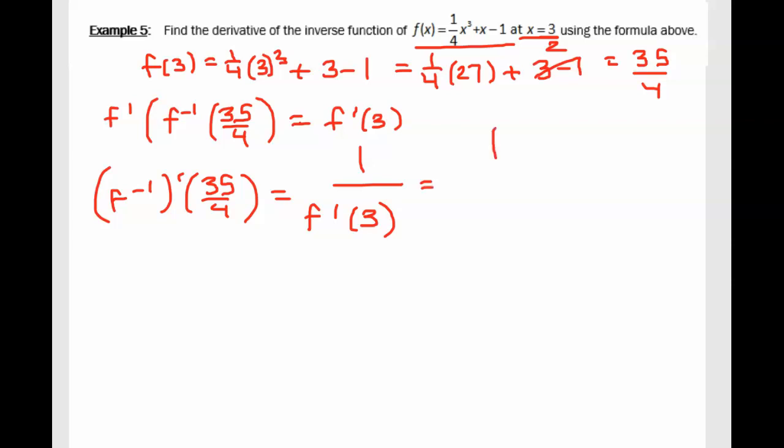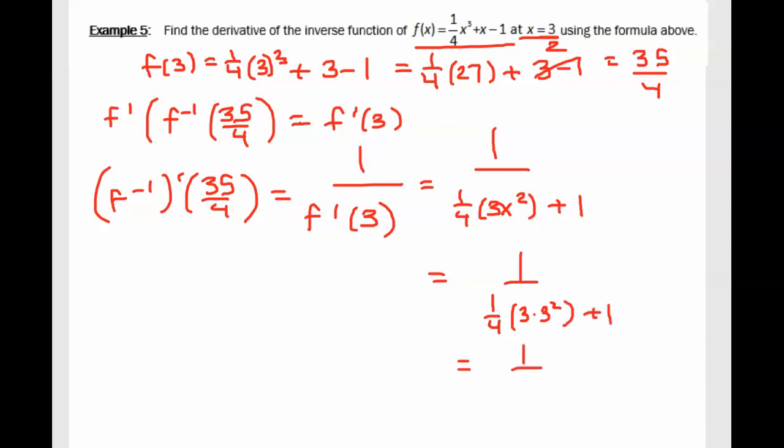Which becomes 1 over 1/4 times 3x squared plus 1, or 1/4 times 3 times 3 squared plus 1, or 1 over 27 fourths plus 1, which is 31 fourths, or 4 over 31.